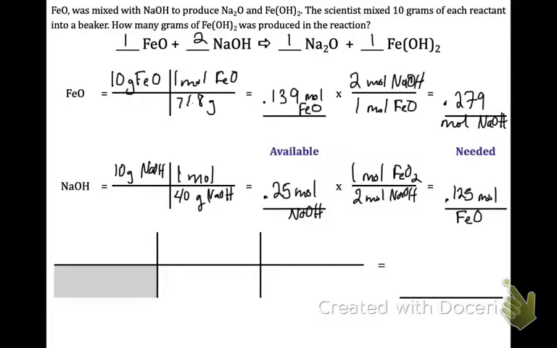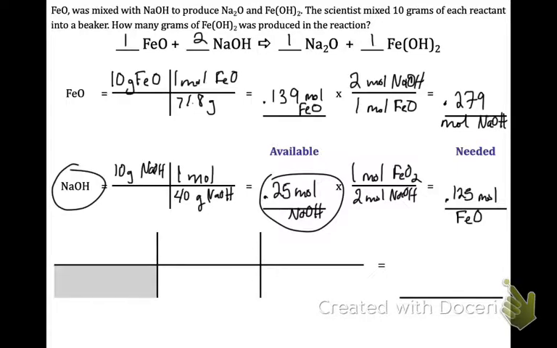So now I want to go ahead and look at how much of my reactants I would need. I need 0.125 moles of iron oxide. I have 0.139 moles available, so I'm good there. I would need 0.279 moles of sodium hydroxide, and I only have 0.25 moles available. So sodium hydroxide becomes my limiting reactant.